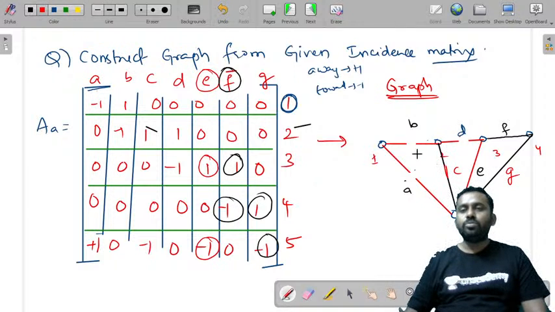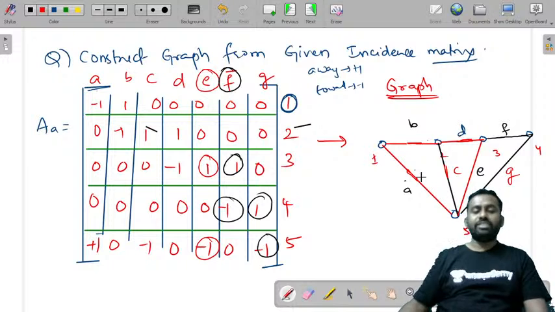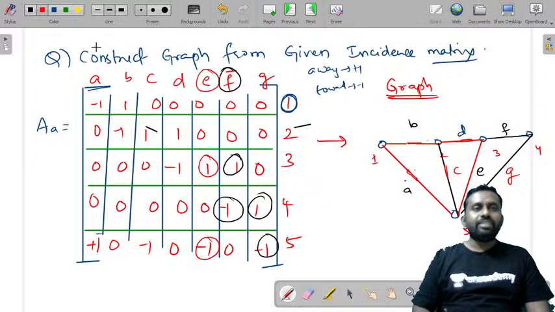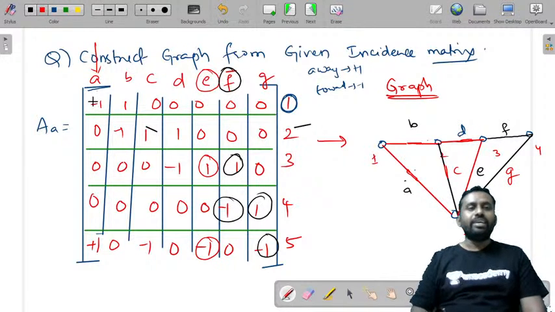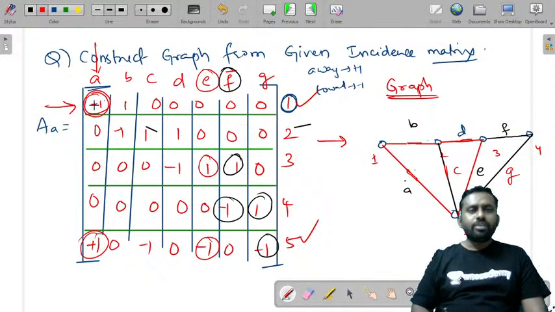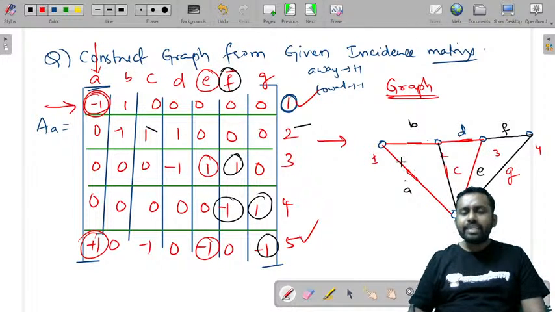Now let us try to mark the directions. The first thing you have to do is see where A is. A is connected between nodes, and either it has to be +1 or -1. If you observe here, at 1 you have -1. That means it is touching the first node and the fifth node as well. -1 at 1 indicates it is coming towards A, and obviously at the fifth node it will be +1.